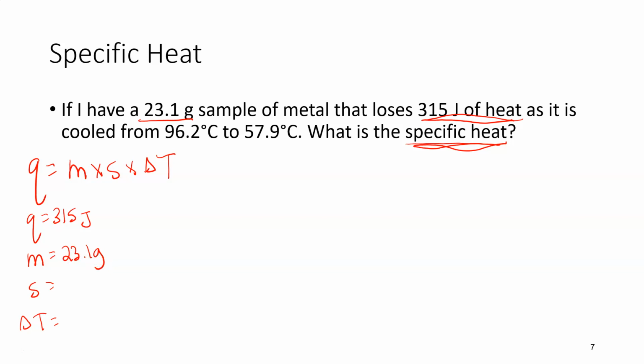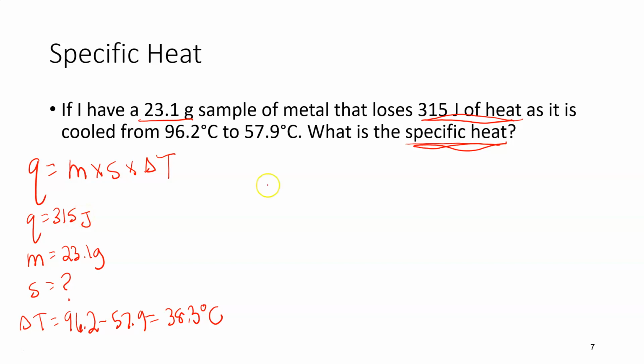s is the specific heat. When I look for that, it says what is the specific heat, so I don't know that. And then delta T is the change in temperature. So I'm going to have to subtract temperatures. 96.2 and 57.9 are the two temperatures. So as far as you're concerned, you're taking big number minus small number. So when I do that subtraction, I get 38.3. My units are degrees Celsius. So now I have a value for Q, a value for m. I know I do not know s, and I do know delta T.